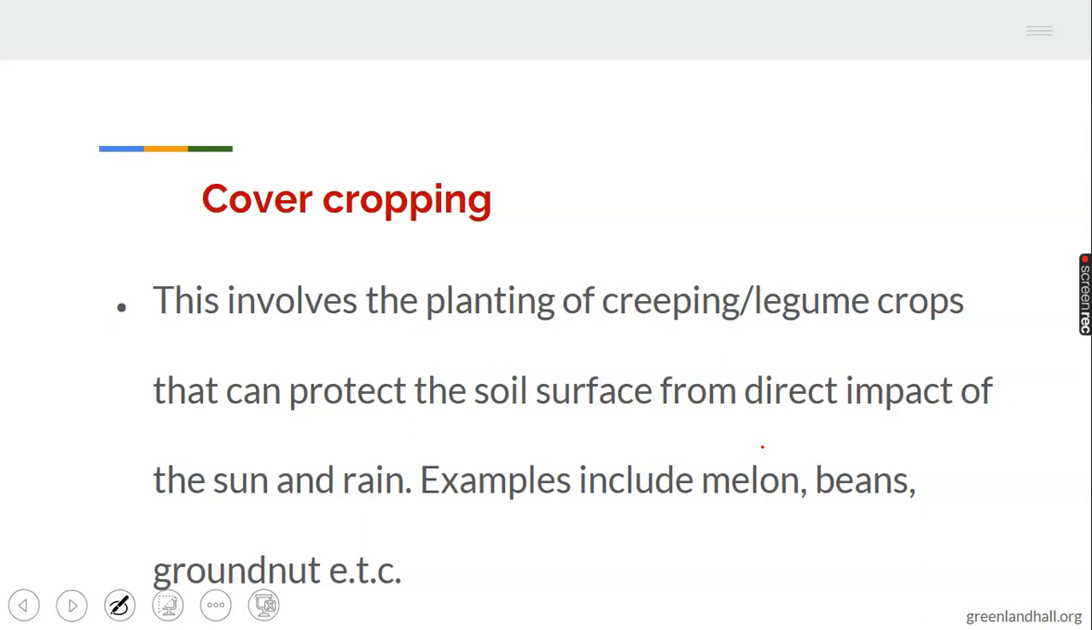Let's look at the next one, cover cropping. Cover cropping is as well another way of maintaining soil fertility. This involves the planting of creeping or legume crops. Better use leguminous crops that can protect the soil surface from direct impacts of sun and rain. It involves the planting of creeping crops, crops that cover the farm surface when they are about to produce.